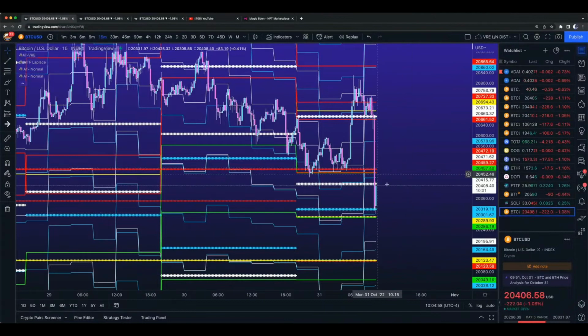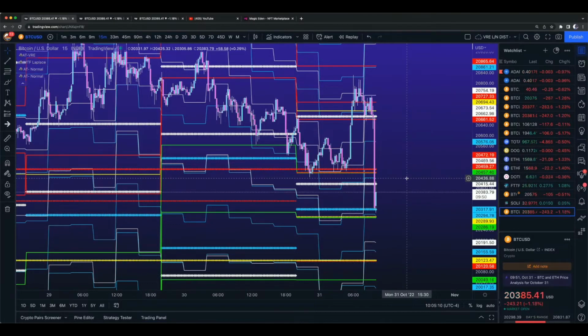Let's see what happens. It's beautiful, man. It's beautiful. Now back up here above the top of the monthly, it's back up above the 4-hour 95.4 Laplace. Solana had a nice big move there too, man. Look at that. Lost an hour shot on Solana.